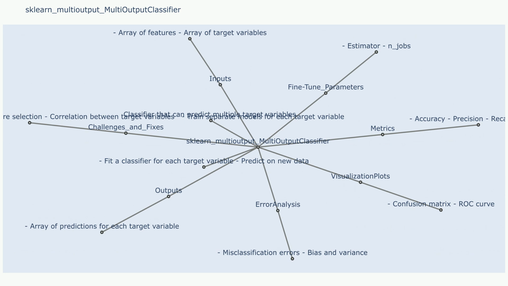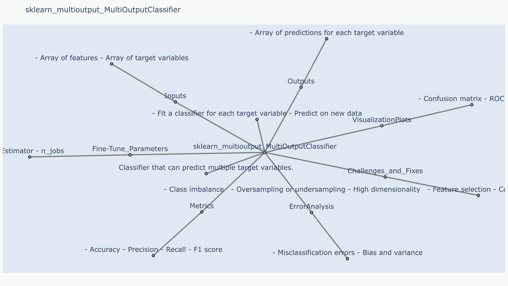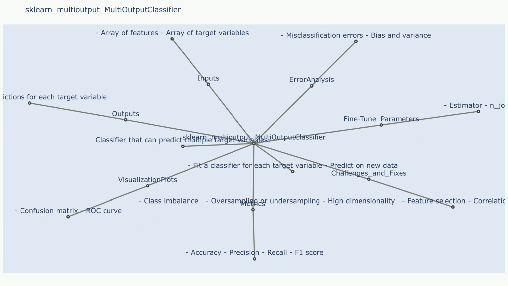Visualization plots. Visualization plot 1. Explain in detail. Confusion matrices for each output variable. A confusion matrix can visualize the performance of the classifier by showing the number of true positives, true negatives, false positives, and false negatives. Visualization plot 2. Explain in detail. Feature importance plots, if the base estimators support feature importance. You can visualize the importance of each feature for each output variable.